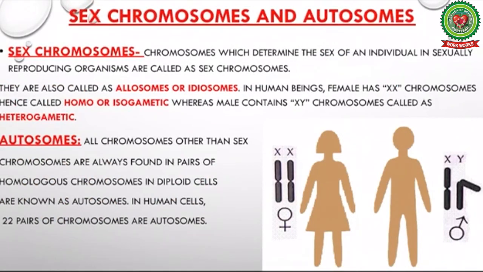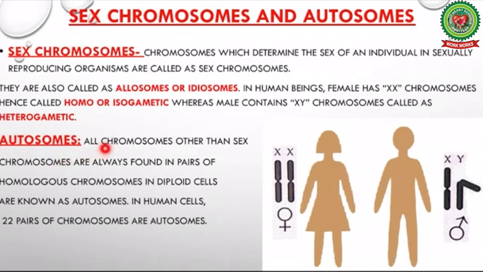Sex chromosomes and autosomes. Sex chromosomes. Chromosomes which determine the sex of an individual in sexually reproducing organisms are called as sex chromosomes. They are also called as allosomes or idiosomes. In human beings, female has XX chromosomes, hence called homogametic or isogametic, whereas male contains XY chromosomes called as heterogametic.